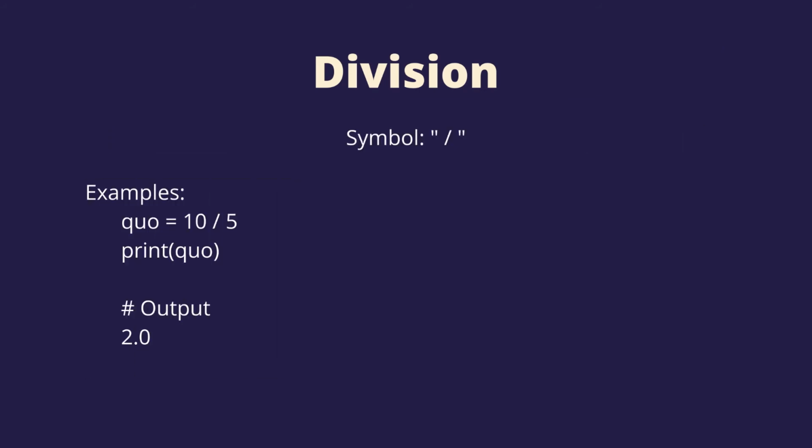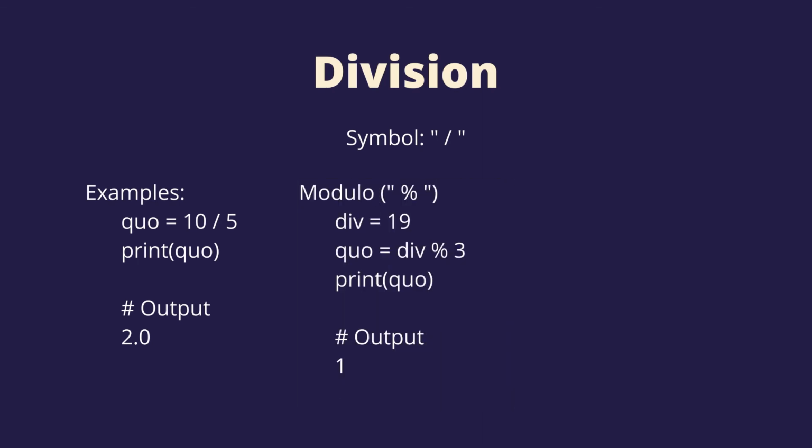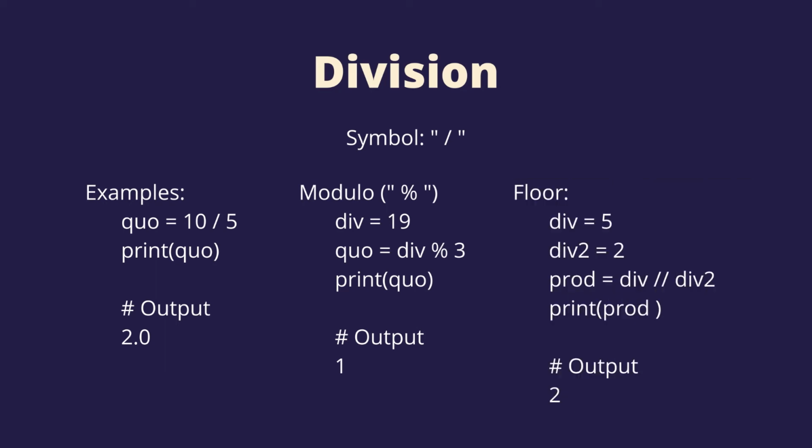Division is, of course, dividing two or more numbers with the use of the symbol slash. Modulo refers to the calculation of two numbers' remainder. You may use the percentage symbol. Lastly, floor division acts similar to standard division. However, Python will ignore the result's decimal value or the numbers after the period. Floor division will always take the lower value, hence the term floor.